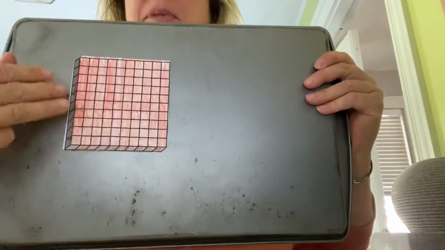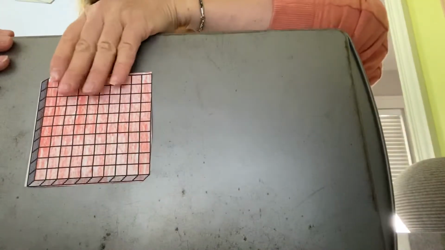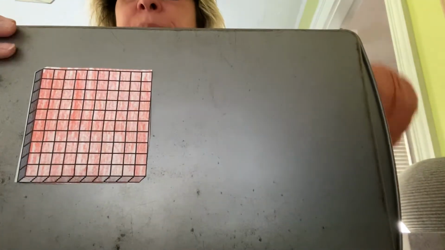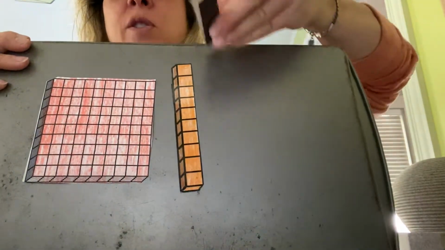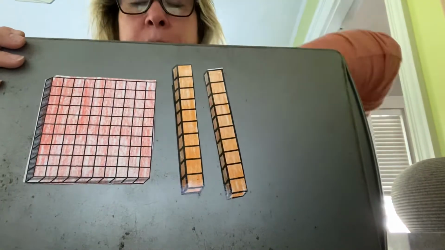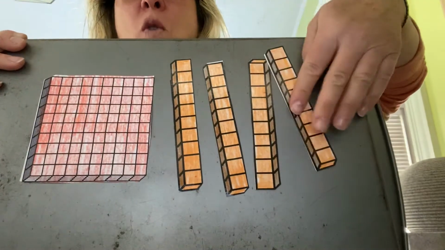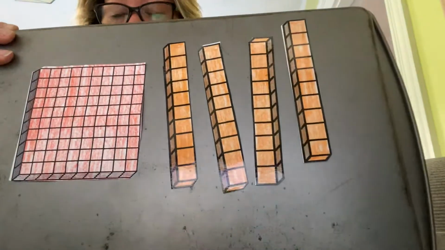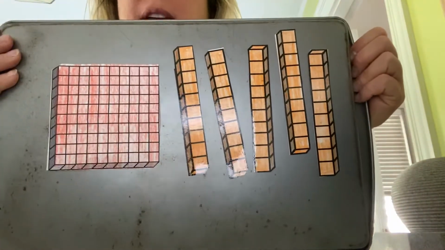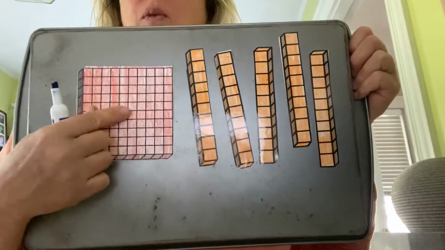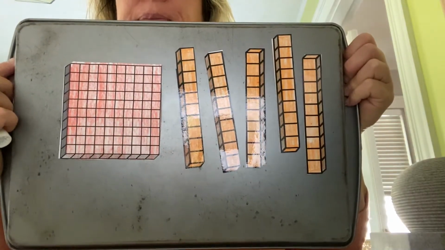Here's my new 100 block. That stands for the 100. How many tens did we say were in 150? That's right, 5 tens. 10, 20, 30, 40, 50. That's what 150 looks like. 0 ones, 100, and 5 tens for 50.